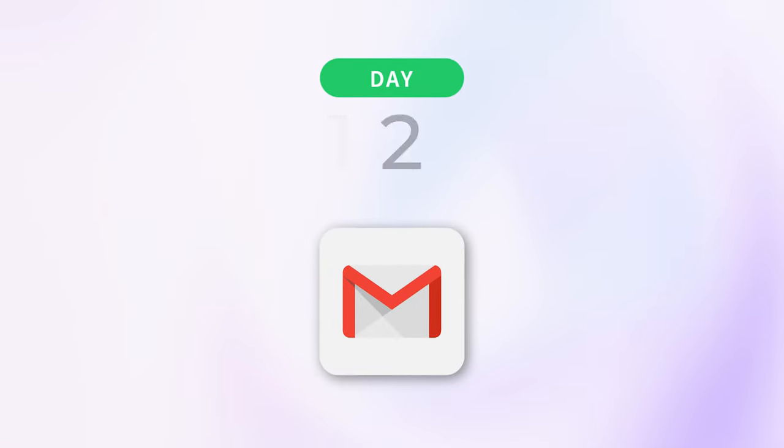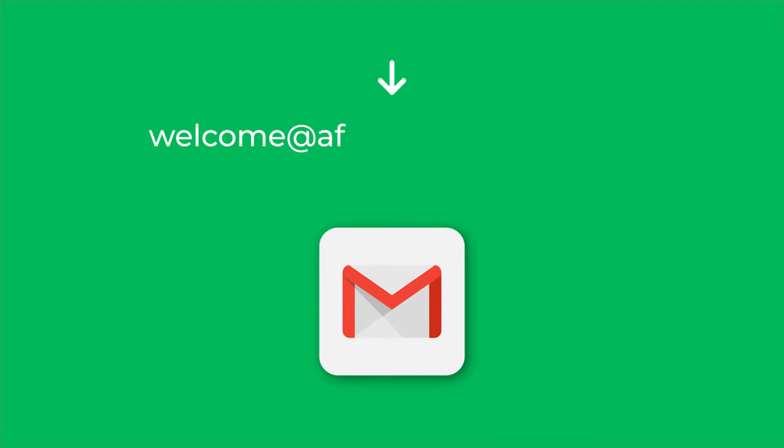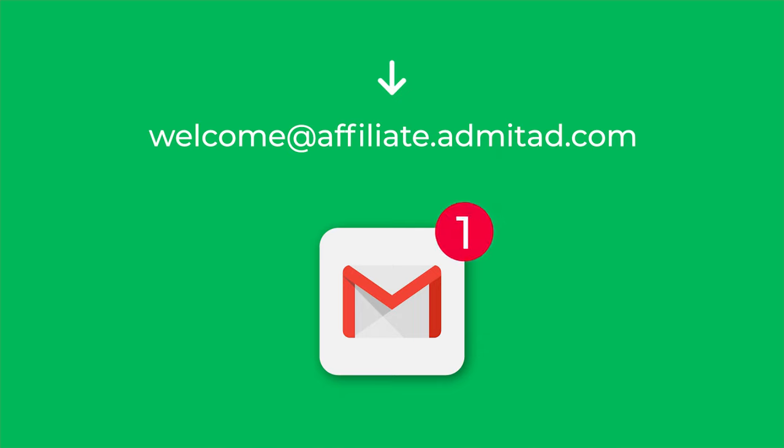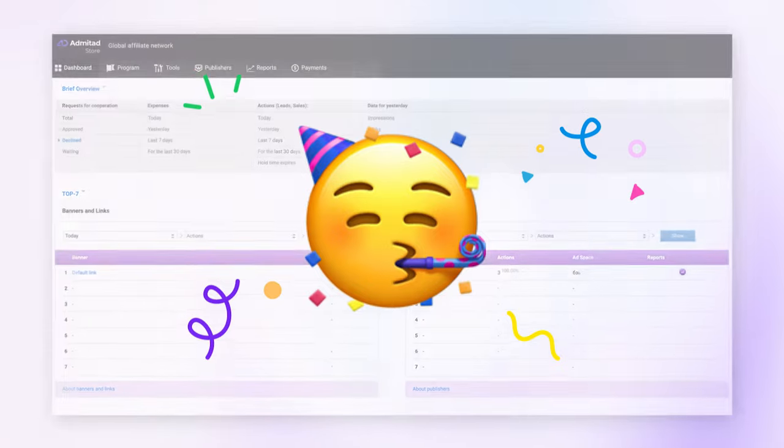It will take a couple of days to verify everything and prepare an agreement for you. Over 3 days have passed and no response? Please let us know at welcome@affiliate.admitad.com. Our manager will elaborate on terms of cooperation. You sign a contract and... congratulations! Your account is activated.